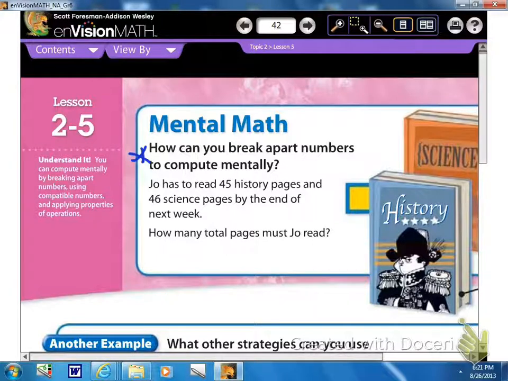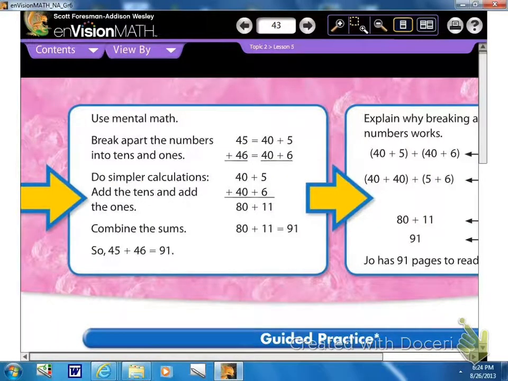So here's a problem. Joe has to read 45 history pages and 46 science pages by the end of next week. How many total pages must Joe read? Okay, so instead of setting it up as a regular addition problem like we normally would, think about 45 plus 46 as 40 plus 40, and take this 5 and 6 off, and then we'll add that.